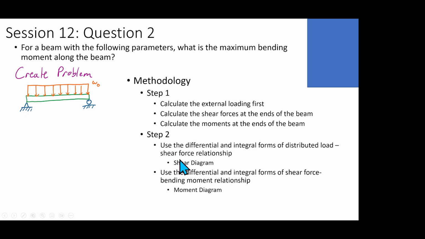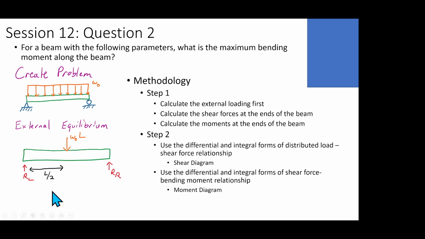So now it's your turn. Go ahead, take some time, start by creating this problem as you see here, and begin to use the methodology. And as we do this question, keep in mind a couple of things. One, we can perform external equilibrium, and we can think of this W naught as acting at the middle, having magnitude W naught L, okay, like that. And we can also take advantage of symmetry, which allows us to state that this reaction force to the left is going to be equal to the reaction force to the right.